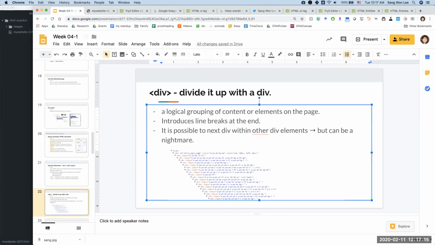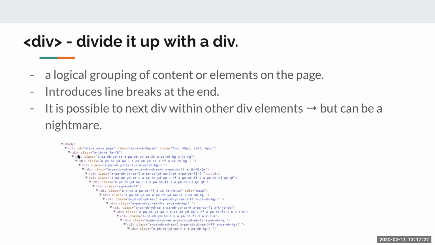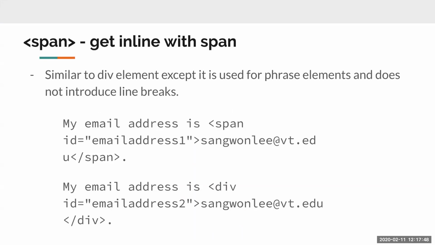Obviously, because of nesting, you can put a lot of div elements within other div elements that may look like this, but it's very difficult to understand what it means and very difficult to debug it. So we're going to come back to this, but this is one of the reasons why we encourage people to use semantically meaningful HTML tags like article or header and so forth. Okay, span is very similar to the div element, except it is used for phrase elements and does not introduce a line break. So this is an inline element.